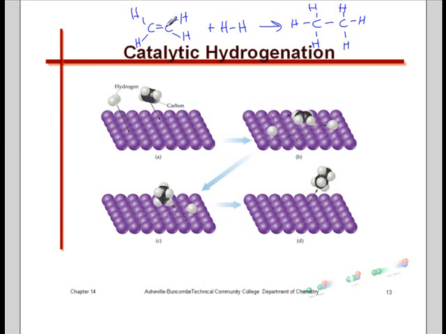Remember, when you have multiple bonds, one will be called a sigma bond, with electron density between the two nuclei, and the other one is called a pi bond, with electron density above and below the two nuclei, or above and below the sigma bond, really. Just a reminder. So you break the pi bond during the reaction.